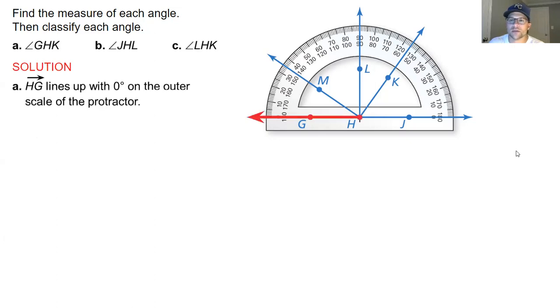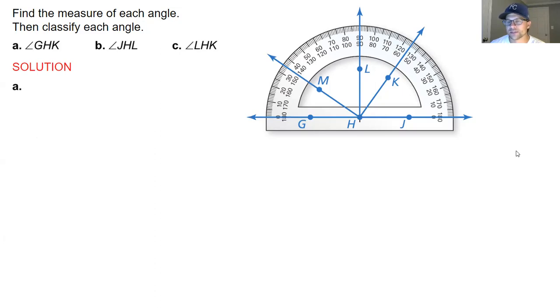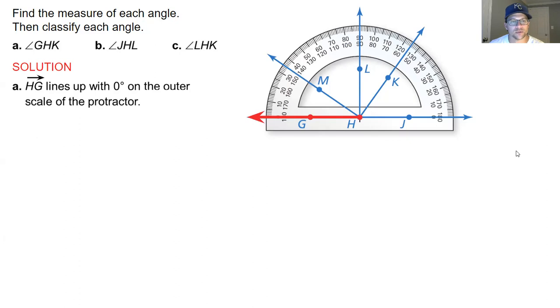And that is going to be starting at your GH, and that is going to line up with your 0 degrees on the outer side of the protractor. So if I take away that red arrow, notice how your 0 is on the outside of your 180. It's furthest away from the H. So that's where we're going to start and look at the measure on the outside of the numbers.